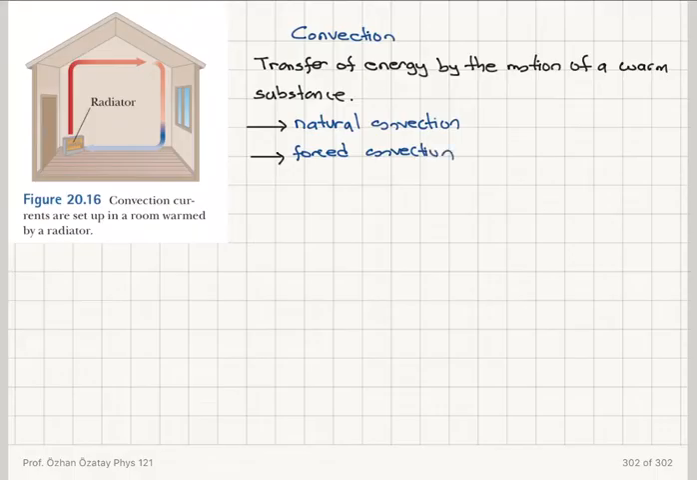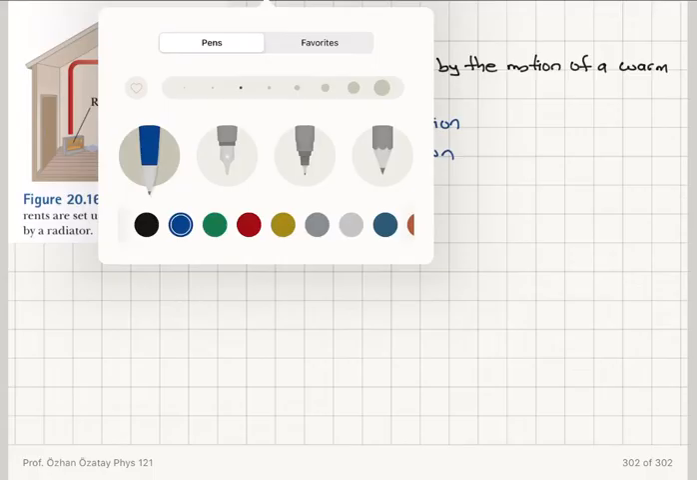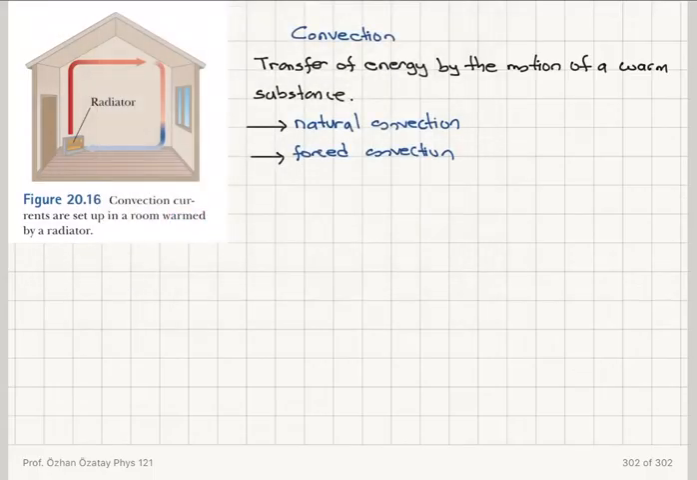There is the natural version and there is the forced version. So basically what I have described here, you have this radiator, the warm air molecules moving around. For example, this is driven by the change in the density of air. That's going to be a natural convection.